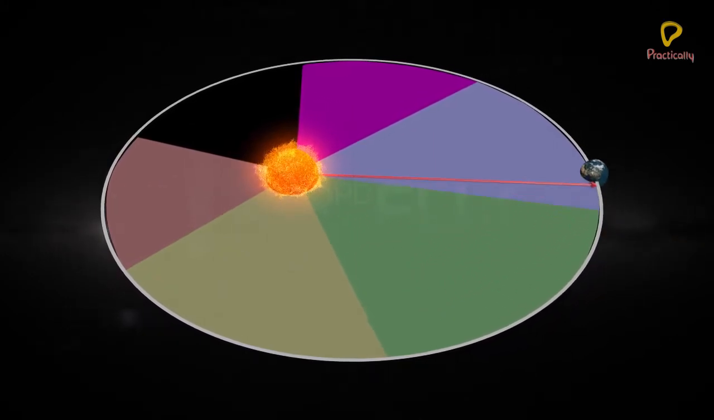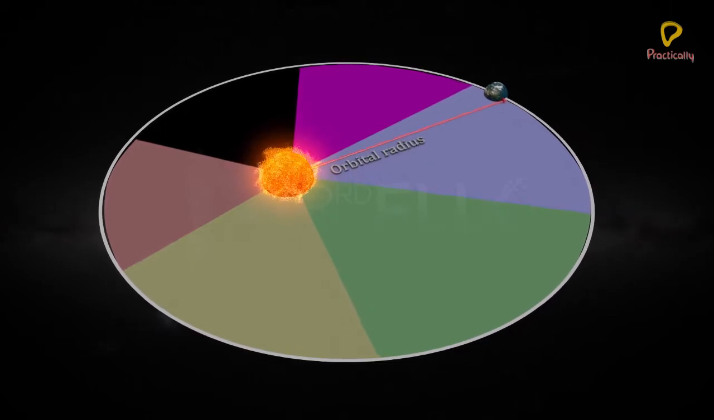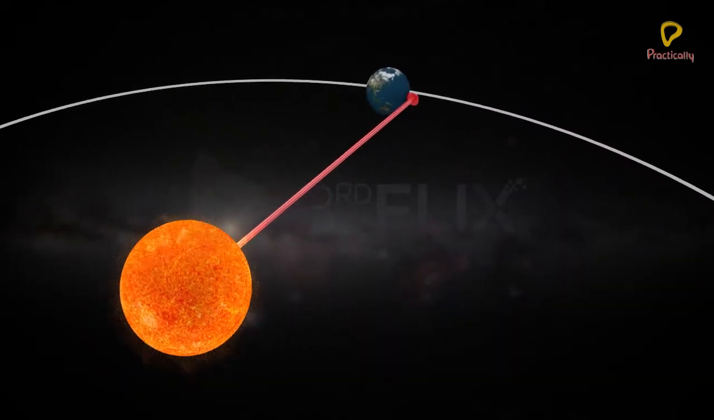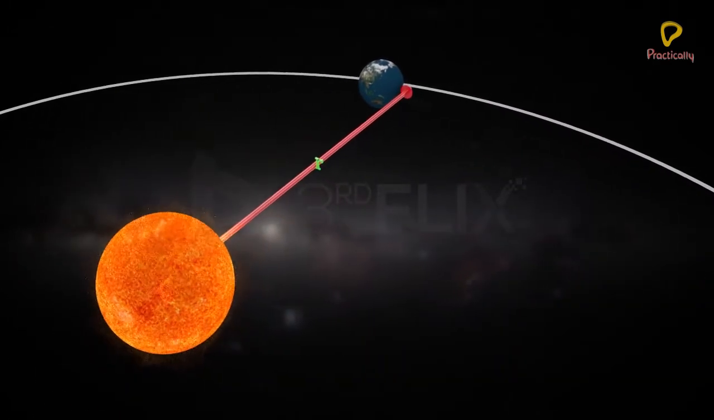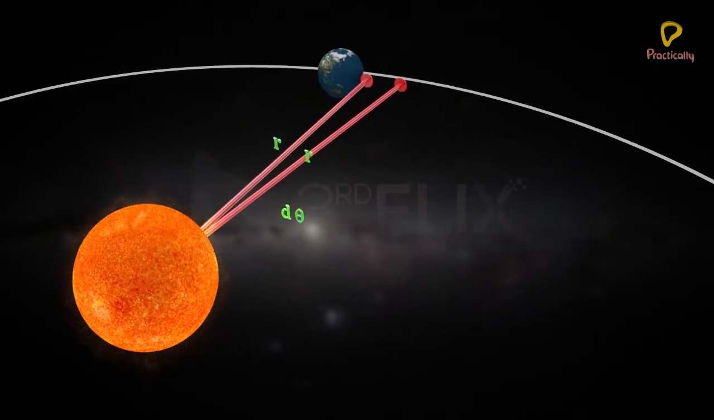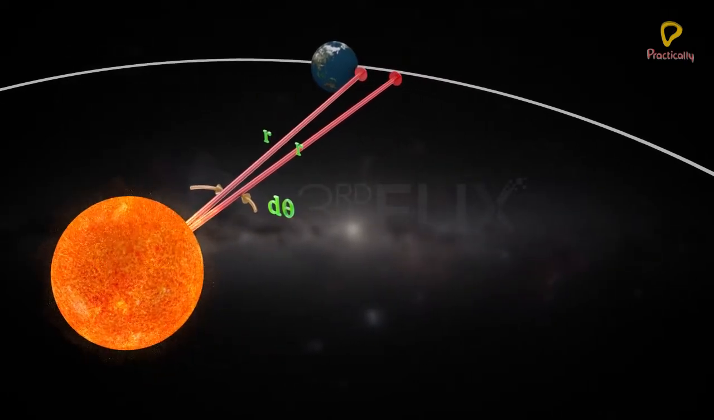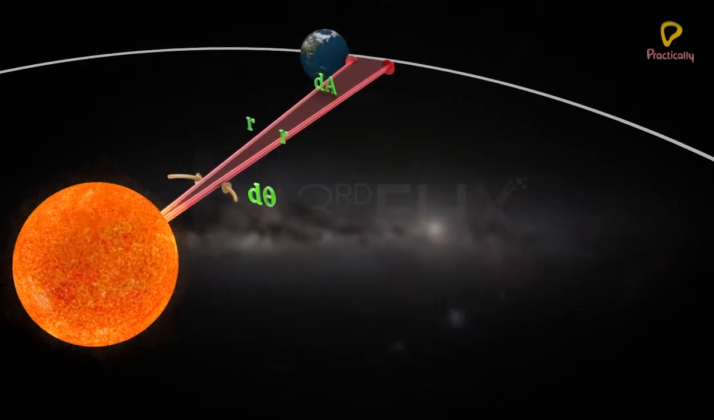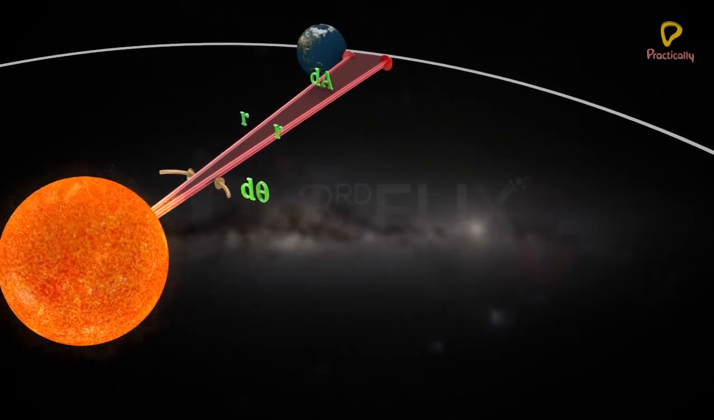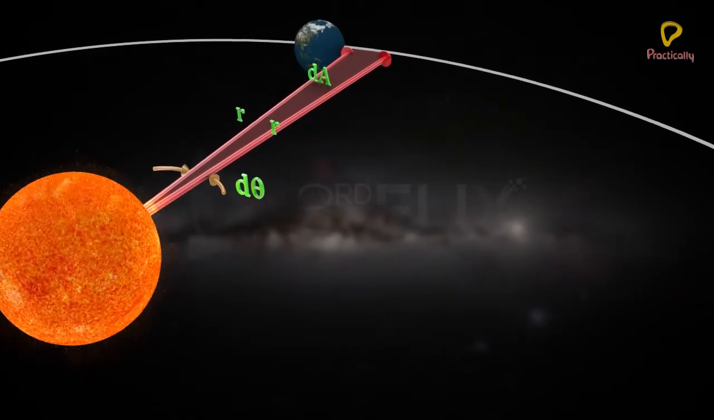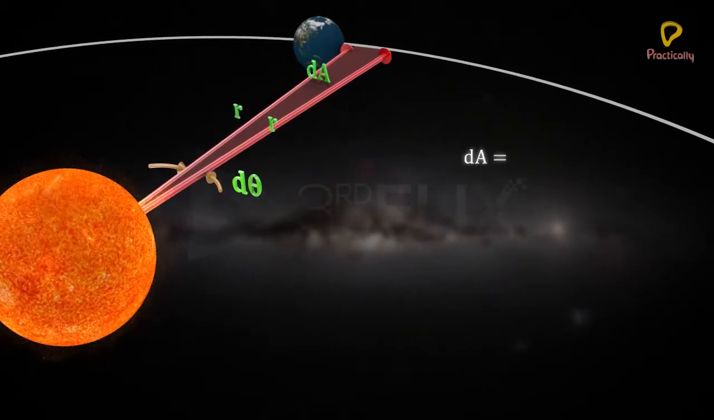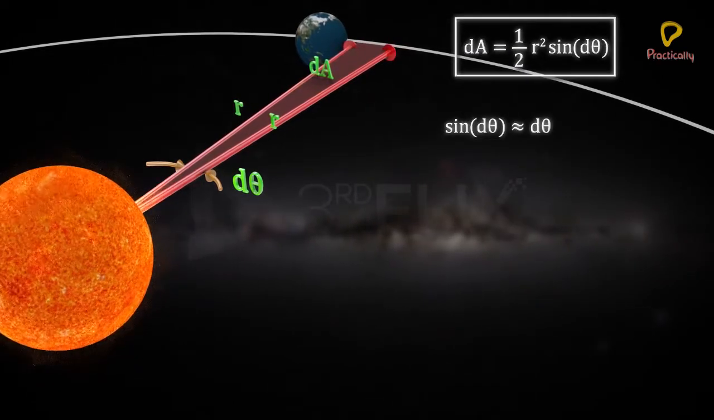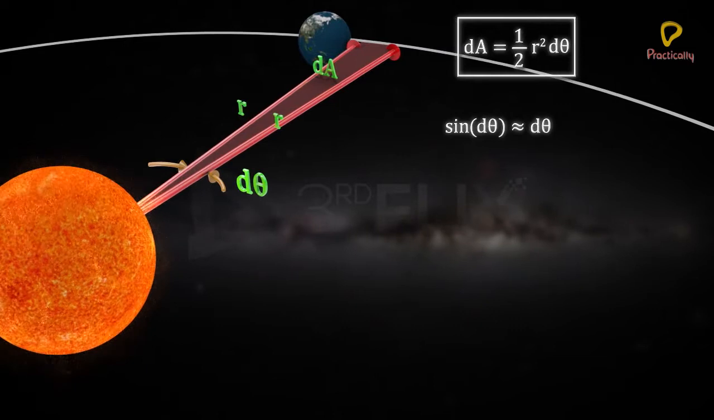For an elliptic path, the orbital radius and angular velocity of a planet around the Sun vary. Suppose a planet that is at a distance r from the Sun covers an angle dθ in time dt. The area covered by the planet, dA, is equal to the area of a triangle with sides r and r, the angle between them being dθ. The area of this triangle is half r squared sine dθ. Since dθ is small, we can replace sine dθ with dθ.